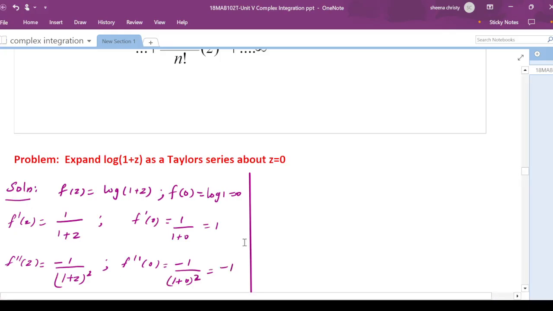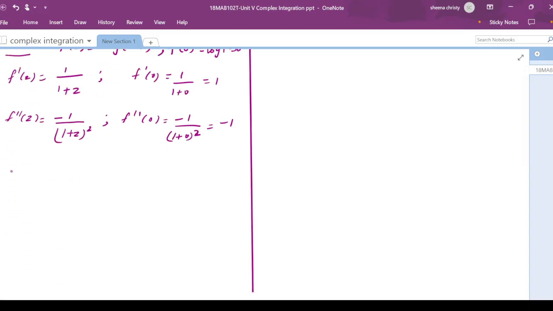Then f triple dash of 0 is, first you have to know what is f double dash of z. So, writing it in the numerator, it is minus 1 into 1 plus z the whole power minus 2. By doing the differentiation, you will get 2 divided by 1 plus z the whole power 3. It is not minus, it is plus 3. So f triple dash of 0 gives you 2 by putting z equal to 0. Like that it goes on.